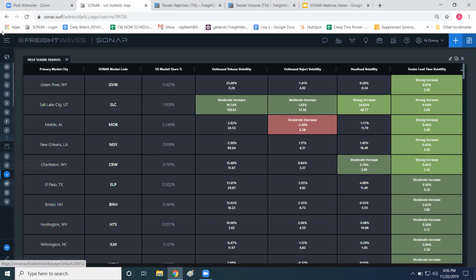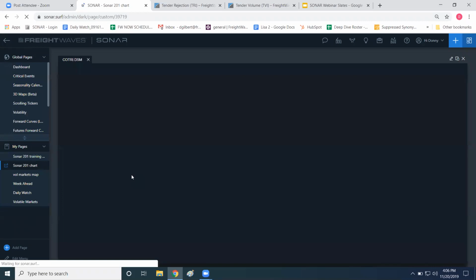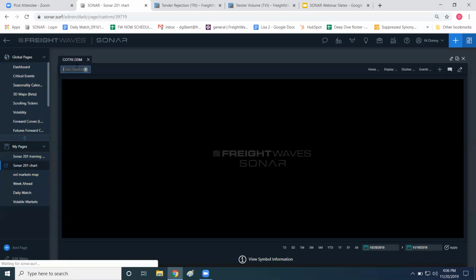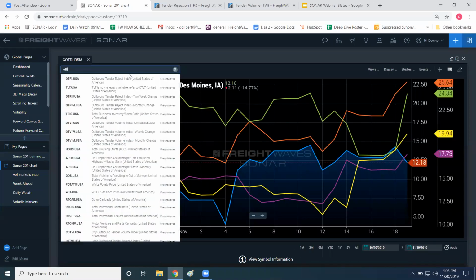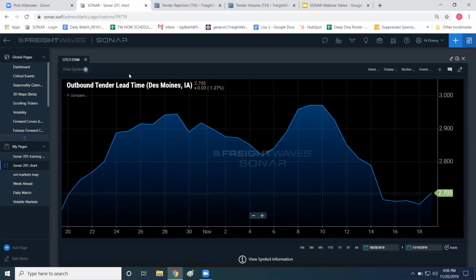Let's go back and open up one of our charts and show you what I'm talking about when I'm looking at tender lead times. I'm going to look at outbound tender lead times, OTLT.DSM. We'll keep the Des Moines market pulled up here. And you see here, we have a peak that was in the second week of November, and they started to drop back. So this is telling us that shippers were easing up on tender lead times, meaning they weren't having that big of an issue with capacity. And here in the last 24 hours, we see it started to bump back up again.